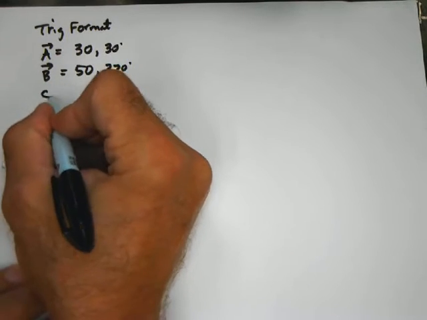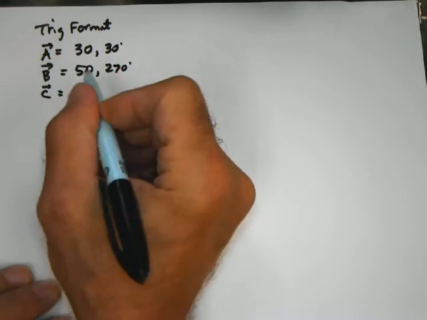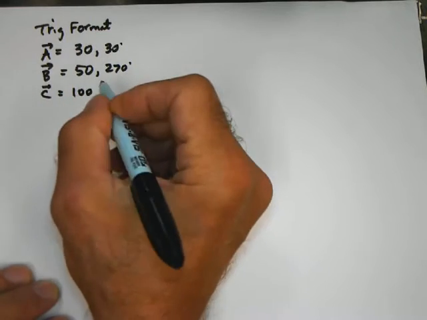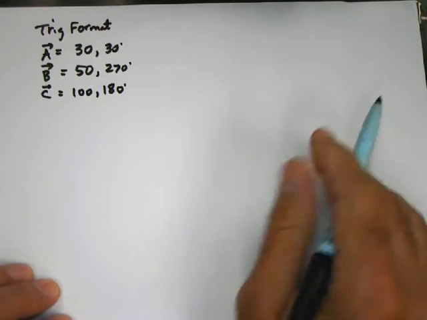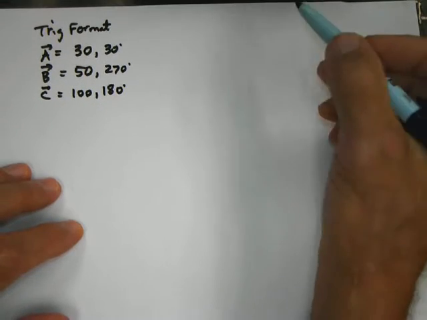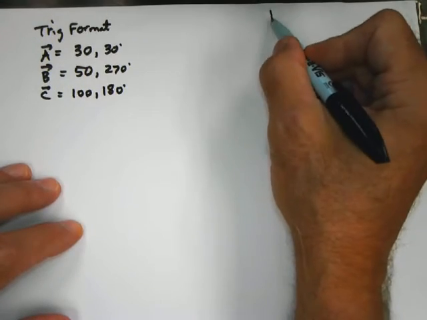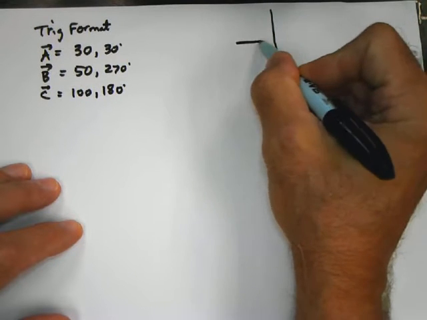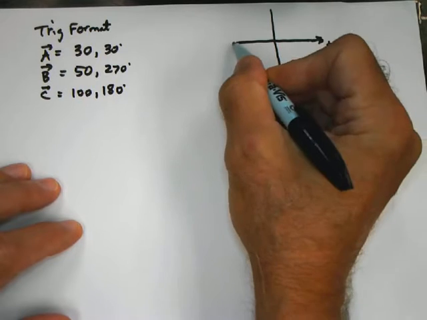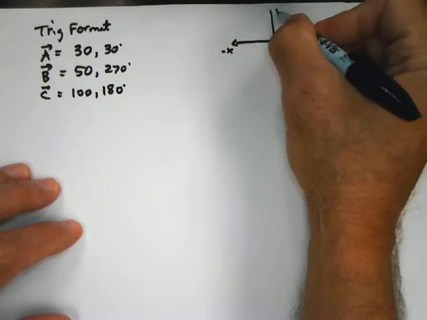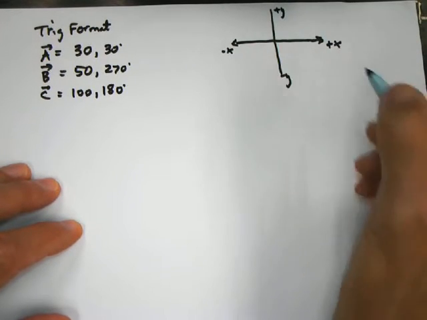And then vector C is, let's say, 100 meters per second, going at 180 degrees relative to the positive x-axis. So I'll just draw a Cartesian coordinate system here. Here's the positive x-axis, here's the negative x-axis, positive y-axis, negative y-axis, like that.